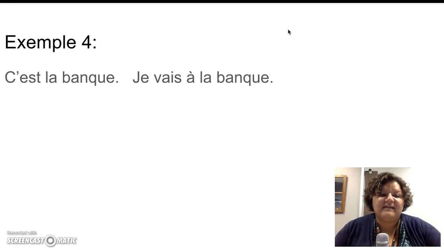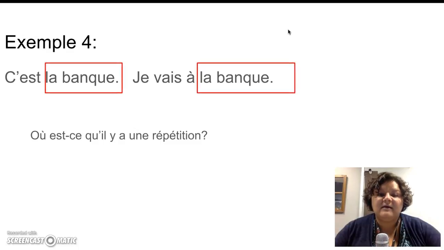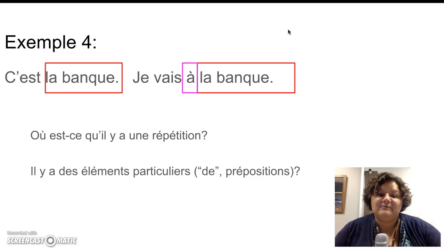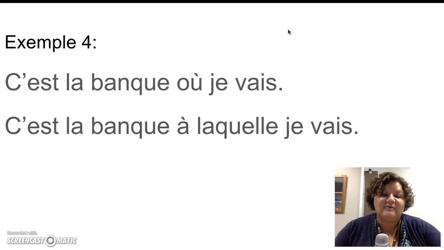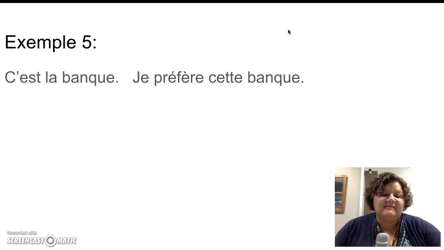In this example, c'est la banque, je vais à la banque. Again, bank is repeated. Do we have a preposition or anything? Yes, we do. However, in this one we have two choices. Because à la banque is a place, we can actually use où. So c'est la banque où je vais. Or if we want to be very technical, we can say c'est la banque à laquelle je vais.